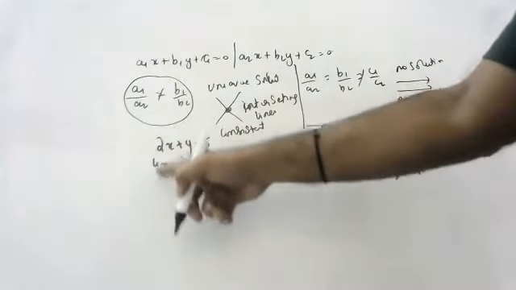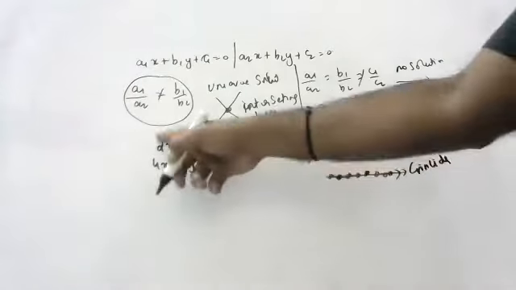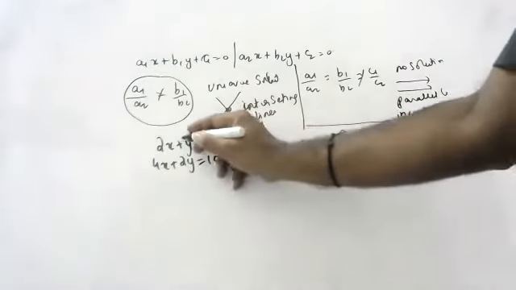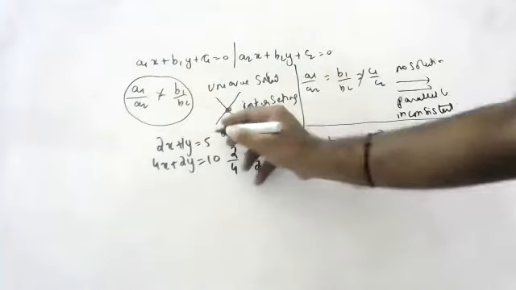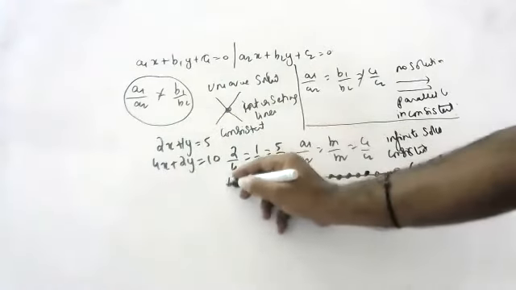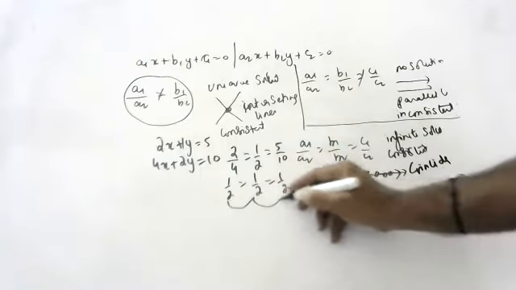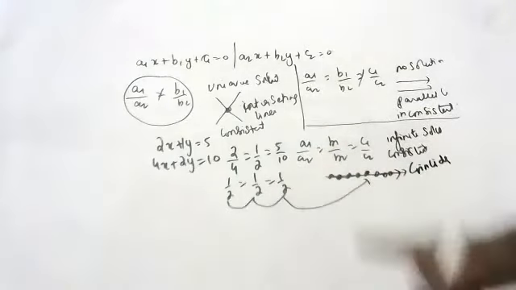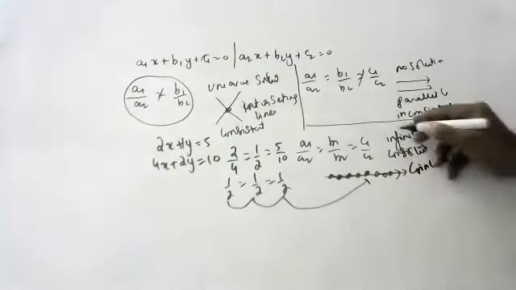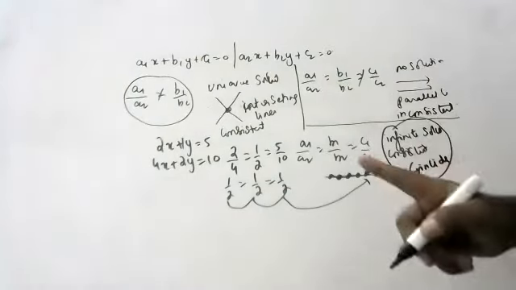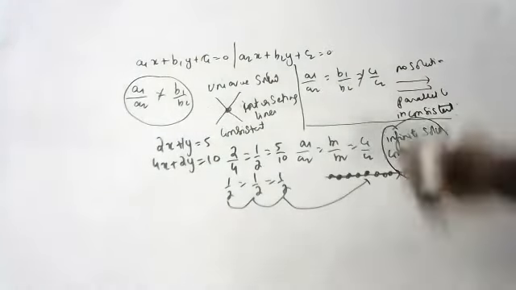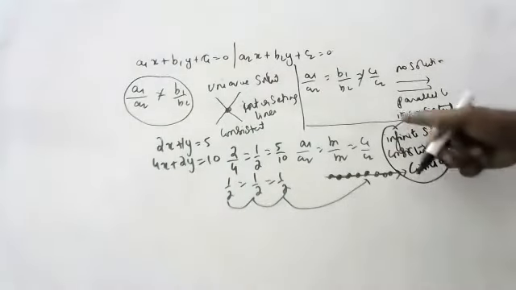So what we will do? First we will do 2 by 4, a1 by a2. Next 1 by 2. Next 5 by 10. All are 1 by 2, 1 by 2, 1 by 2. If all are equal, this is infinite solutions. Inconsistent, parallel, coinciding, like this three conditions you should write. It is infinite, consistent, coinciding. Three parts you should write.